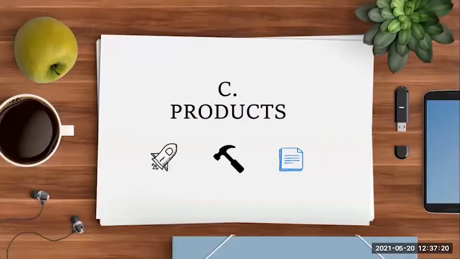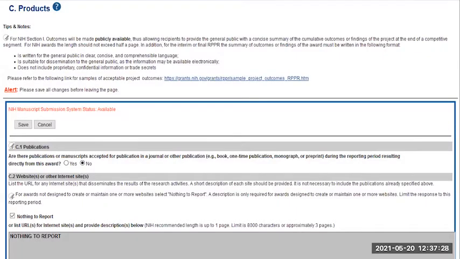So that is it for accomplishments. C is about the products. And the products in this case, what have you been able to develop as part of your grant for the year you are reporting? Do you have any publications, that is C1? Are there publications or manuscripts accepted for publication in a journal or other publication during the reporting period resulting directly from this award? Manuscripts sometimes take quite a while to be published. So in this case, you will only report any manuscripts that have been published during the period or accepted for publication during the period. If you have just submitted, you do not need to indicate that here.